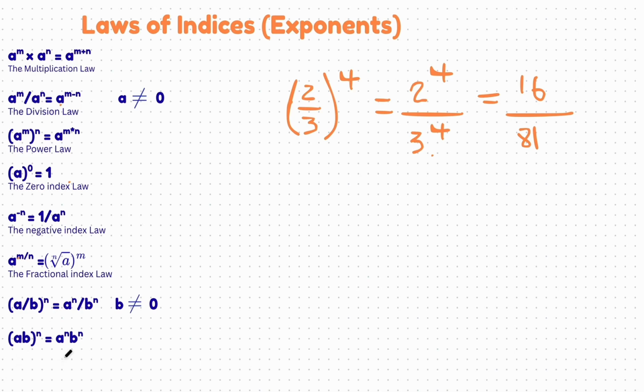Let's look at our other case where the law of indices applies. When 2 or more terms are multiplied and then raised to a power, it is the same as the product of the individual terms raised to the power. What are we saying? So we have here a times b raised to the power of n is the same thing as a to the power of n times b to the power of n. Let's explore an example.